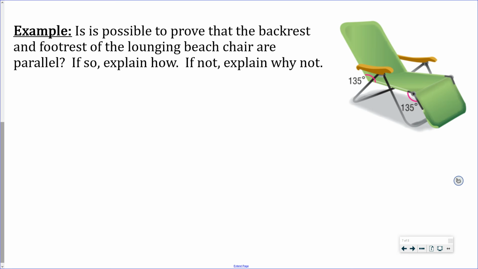Last one here. Is it possible to prove that the backrest and footrest of this lounging beach chair, don't you wish you're on a beach somewhere, are parallel? If so, explain how. If not, explain why not.